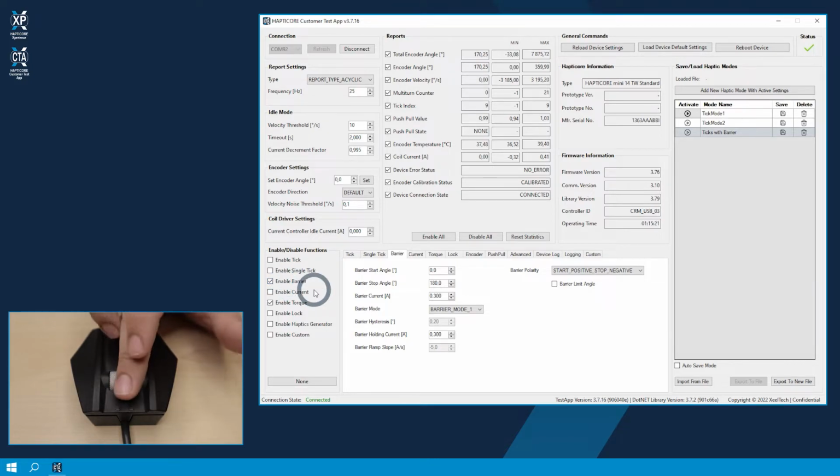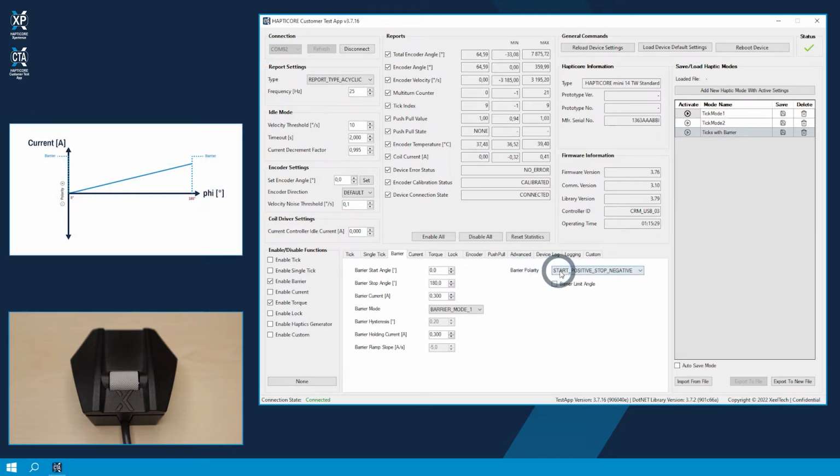So we activate the barrier function and immediately add the barrier at the beginning and the end of the torque corridor. To prevent errors and to generate clean haptic feedback, you should pay attention to the polarity. We explained this topic in our barrier video as well, so if you haven't watched it yet, you should definitely check it out.